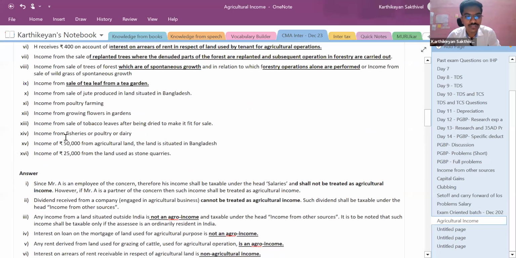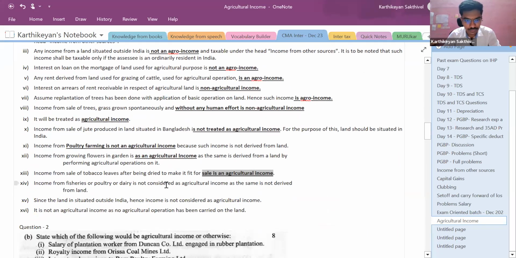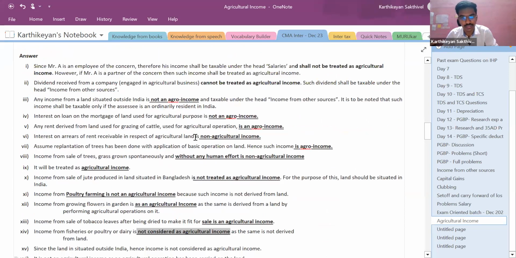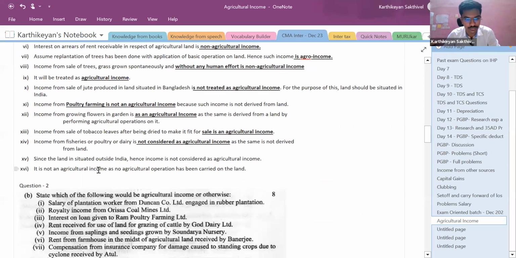Income from fisheries or poultry or dairy, none of it is from a land, obviously, and it is not in relation to agriculture. So, hence, it is to be treated as other than agricultural income, not considered as agricultural income. Next, income of rupees 50,000 from agricultural land which is situated in Bangladesh. It is other than agricultural income. We have seen this already. Income of 25,000 from land used as stone quarries is also other than agricultural income.